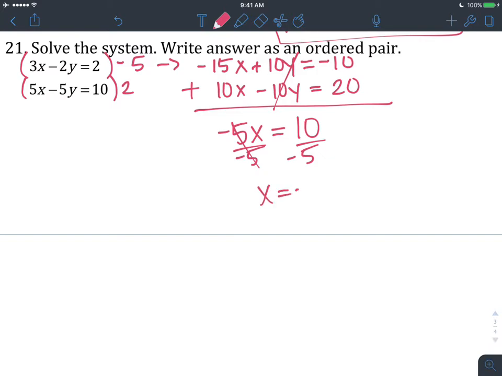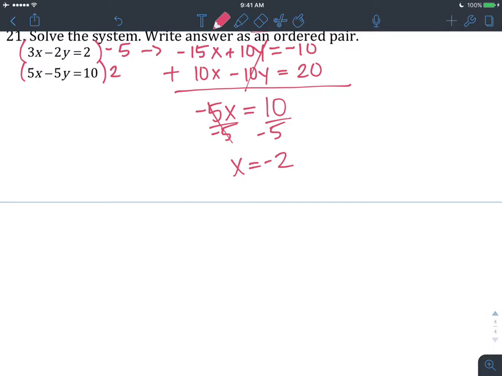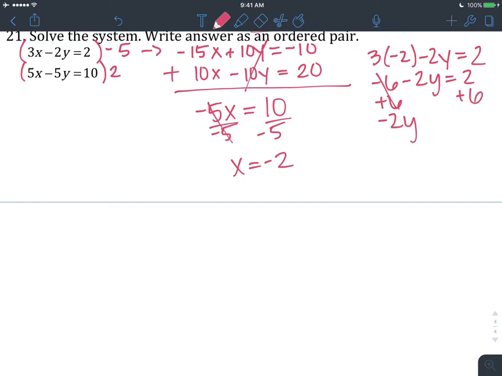And x equals -2. So then we're going to go ahead and just plug that back in. So 3 times -2 minus 2y equals 2. So -6 minus 2y equals 2. Add 6, add 6. -2y equals 8. Divide by -2, and y equals -4. So your final answer should be -2, -4.